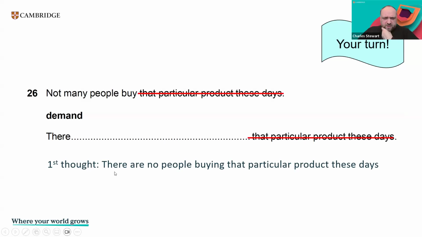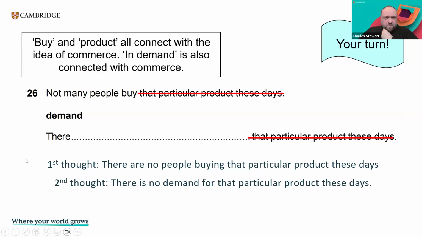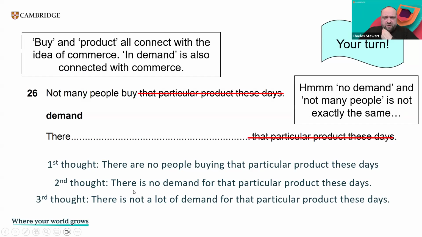So, my first thought, there are no people buying that particular product these days. Well, it doesn't use demand. Buy and product are all connected with the idea of commerce. In demand is also connected with commerce. So there is no demand for that particular product these days. Okay. My third thought, there is not a lot of demand for that particular product these days.